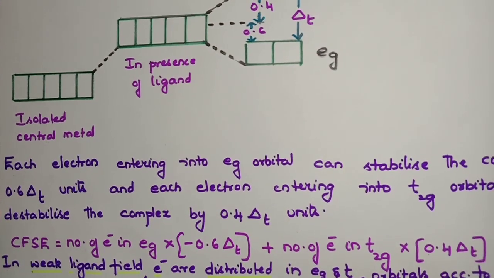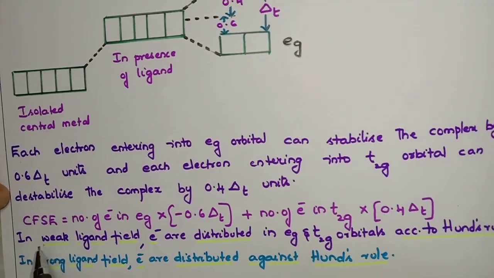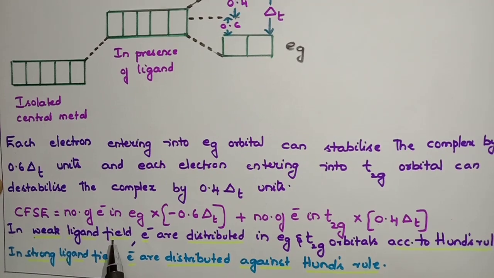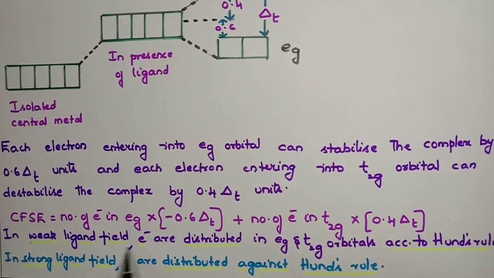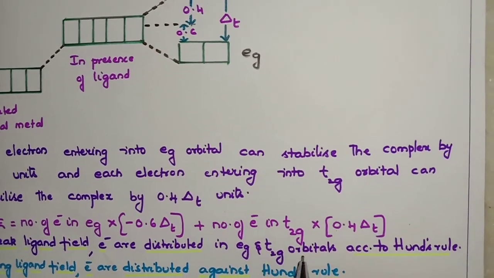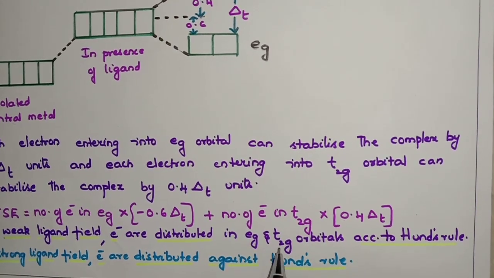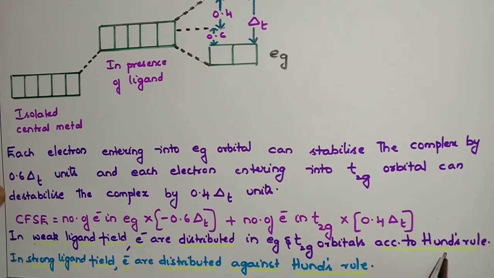Fine. One more important point to be noted here. In a weak ligand field, what is the meaning? Weak ligand field means that in the presence of weak ligands, electrons are distributed in Eg and T2g orbitals. How are they distributed, students? According to Hund's rule.